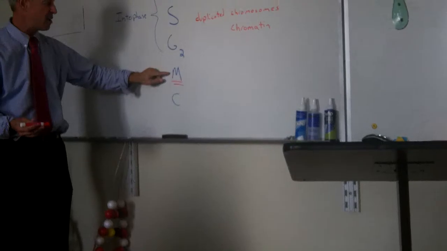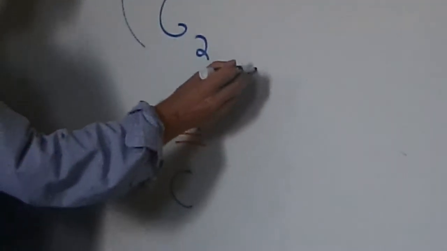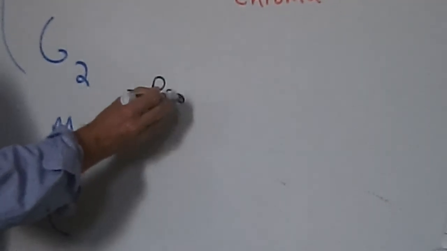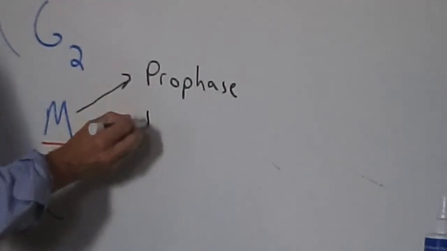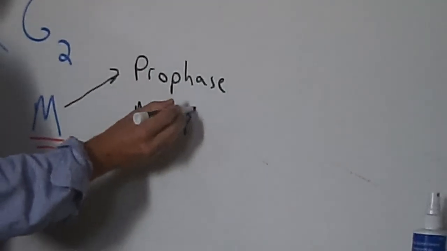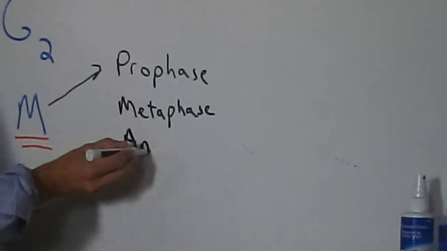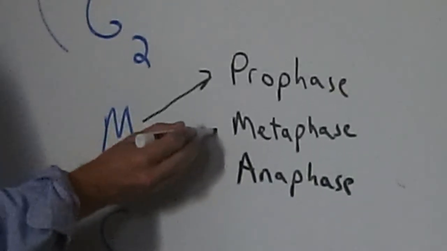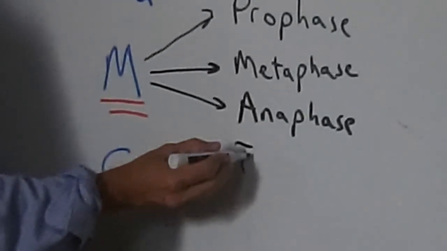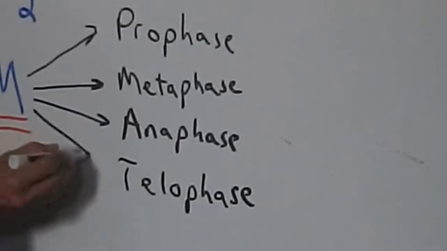So, the M phase down here stands for mitosis, and it has four parts that you need to know. Mitosis is broken down into four things: prophase, metaphase, anaphase, and telophase. You should have learned this in middle school. These are the phases of mitosis.